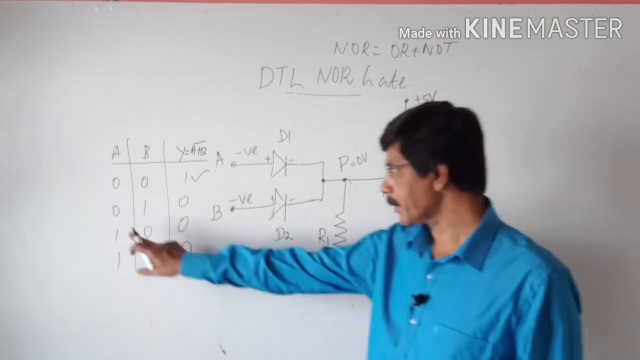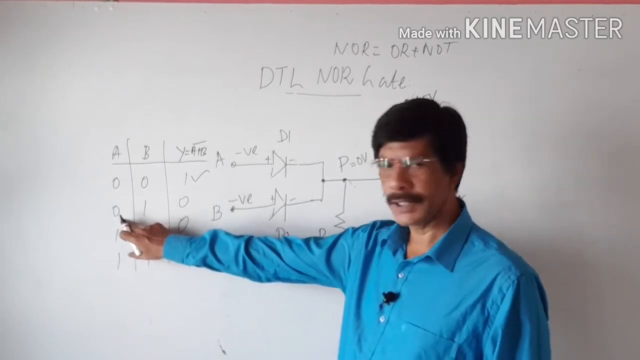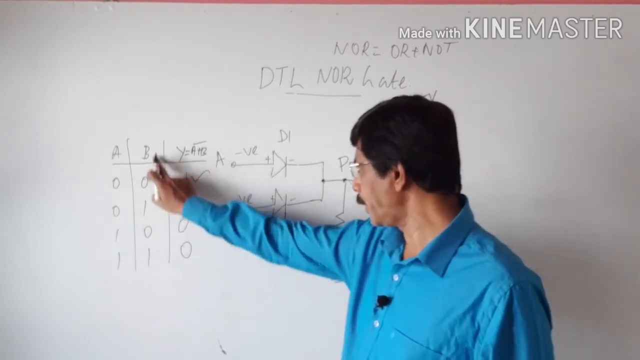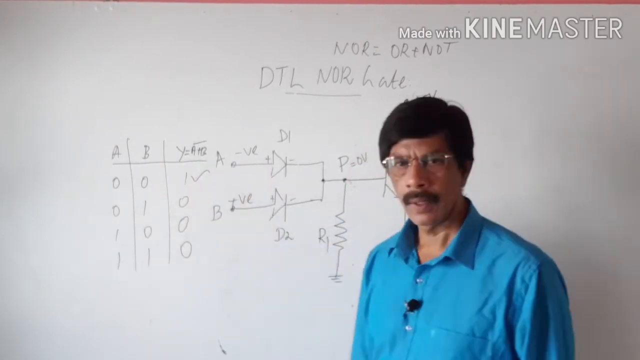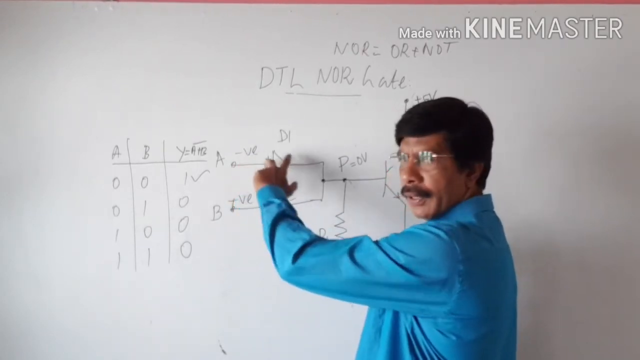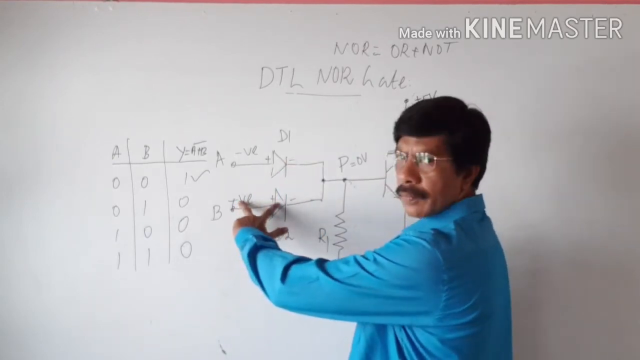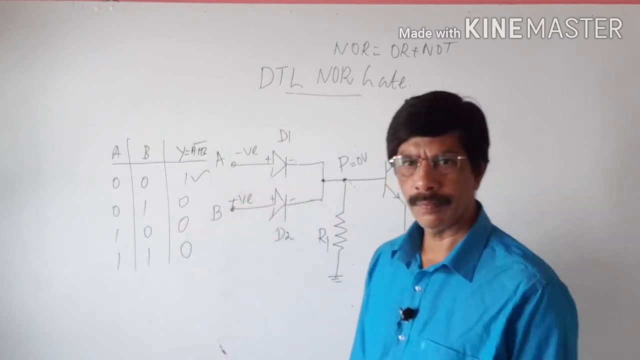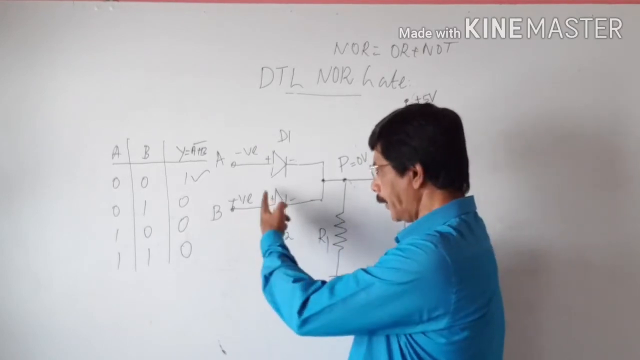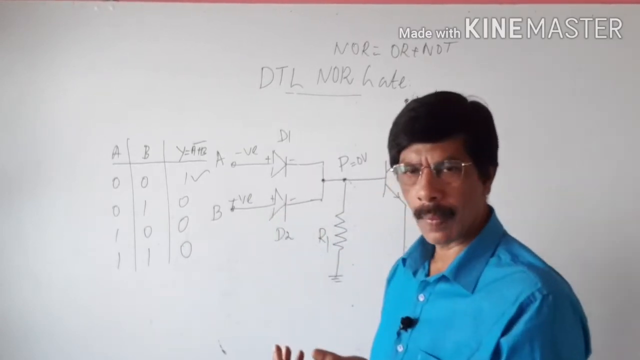Now let us discuss the second line of the truth table. A is 0, meaning negative, B is 1, meaning positive. Under this case, the opposite polarity diode D1 is reverse biased. The same polarity diode D2 is forward biased. Due to forward bias, D2 starts conducting. It is acting as a closed circuit.